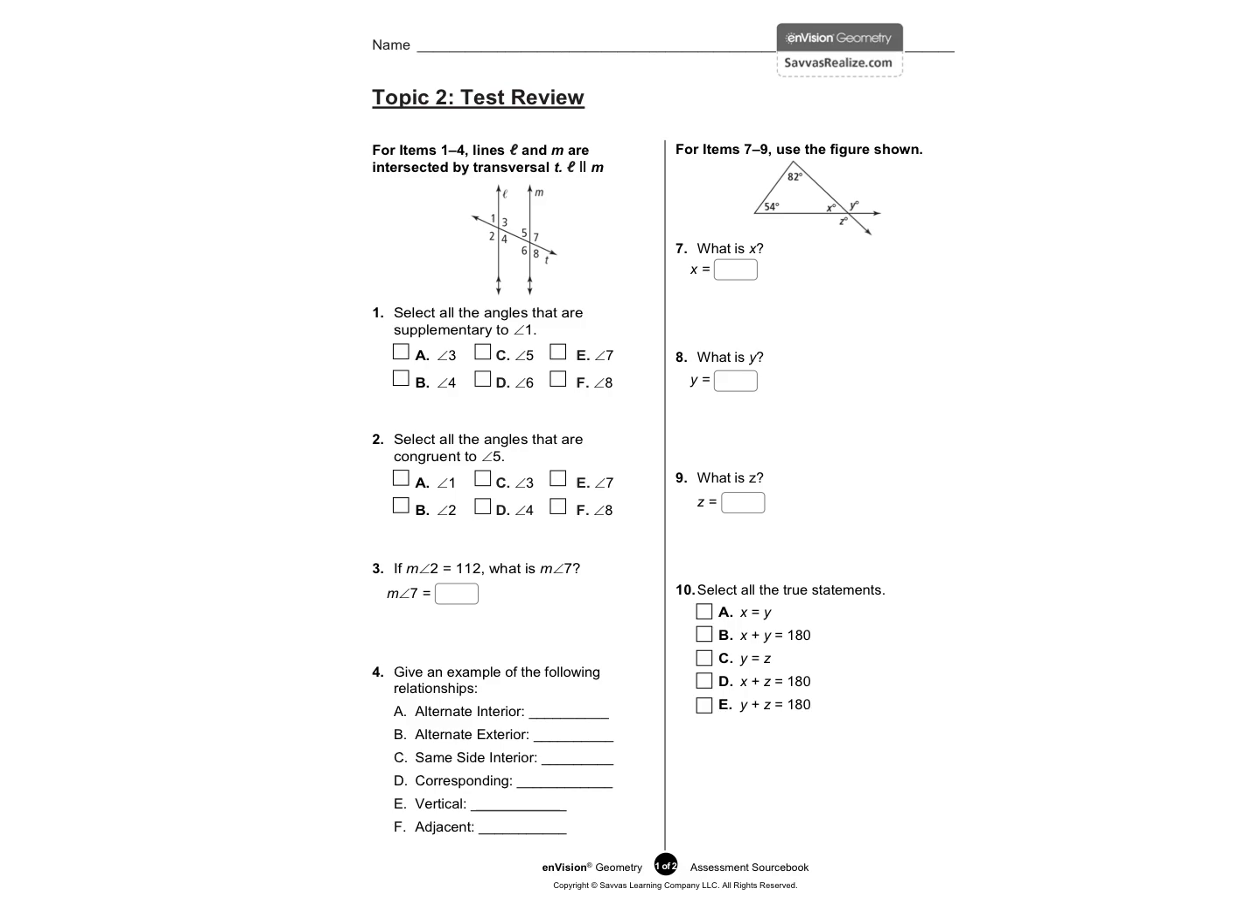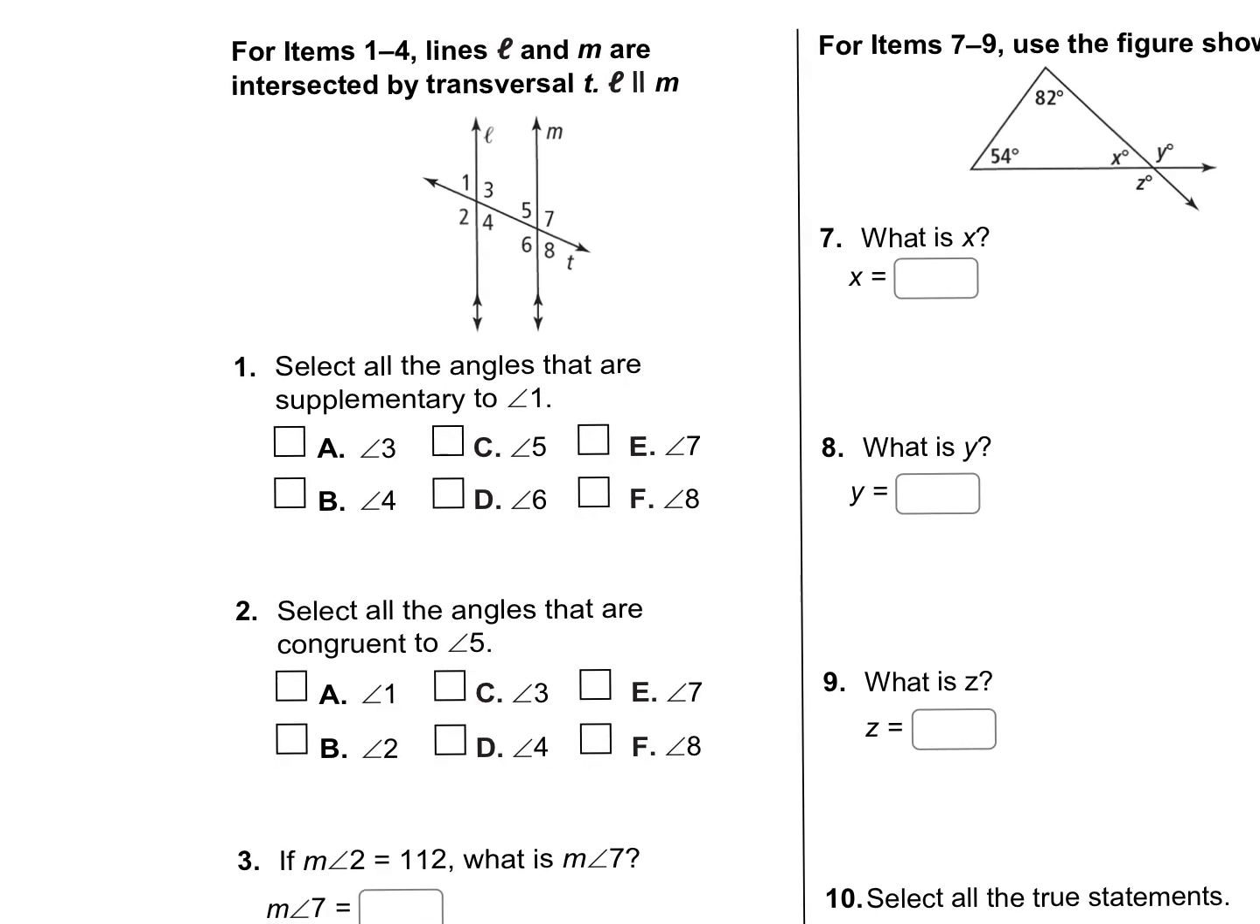Okay. Chapter 2 test review. 1 through 4 is talking about this picture the whole time. Number 1, supplementary. What does that mean? Add up to 180. Yep.